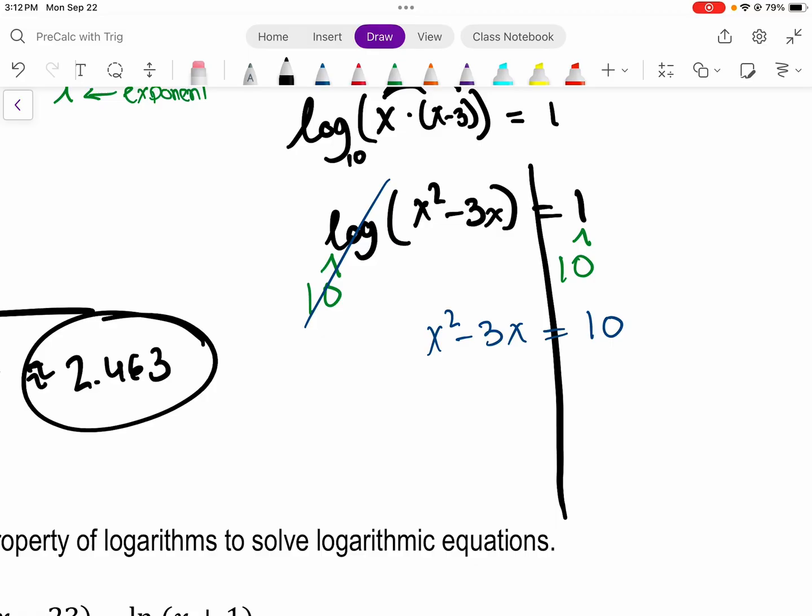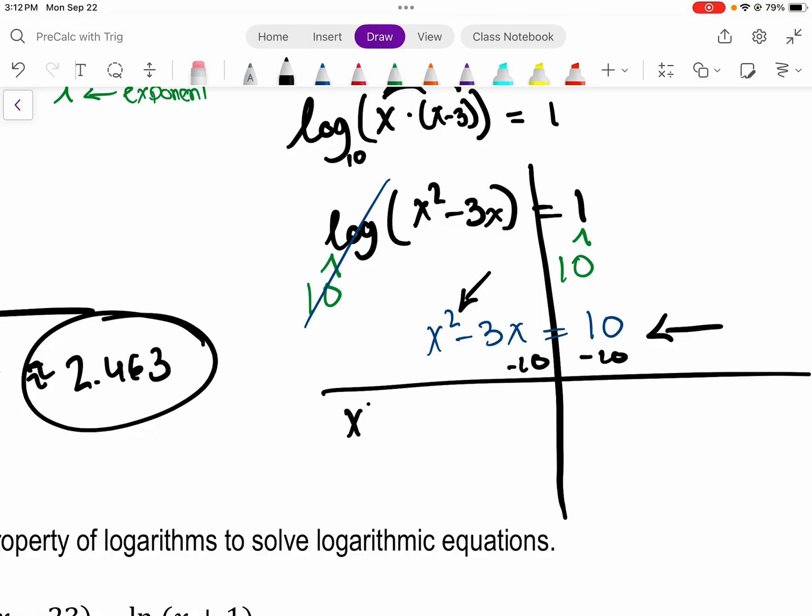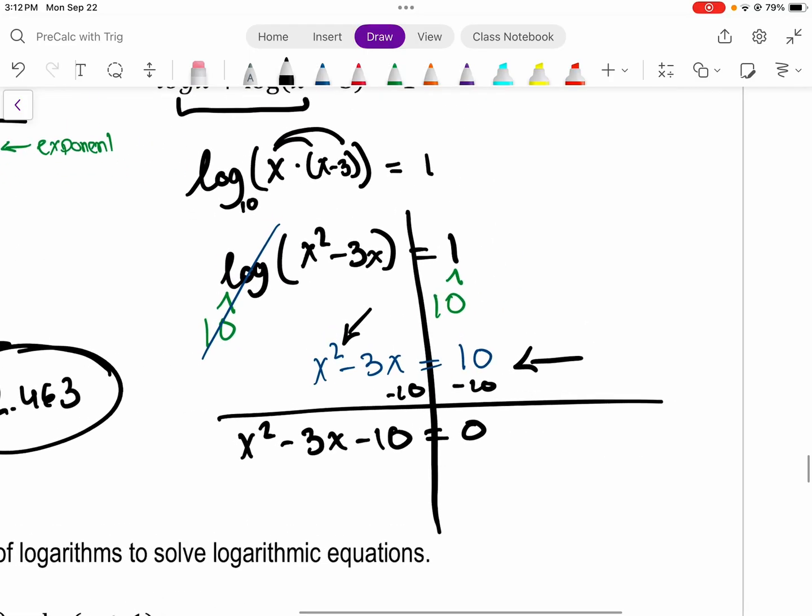And what do we have? We have a quadratic equation. As soon as you see that, how do we solve a quadratic equation? We set it equal to 0 and we factor it. So I'm going to move the 10 to the other side, which leaves me with x squared minus 3x minus 10 equals 0. I'm running out of space. And then if we factor this out, what two numbers multiply to negative 10 and add up to negative 3? In this case, that would be 5 and 2.